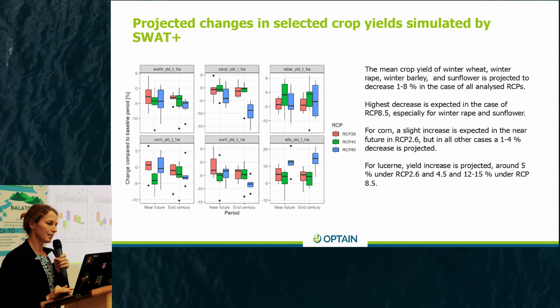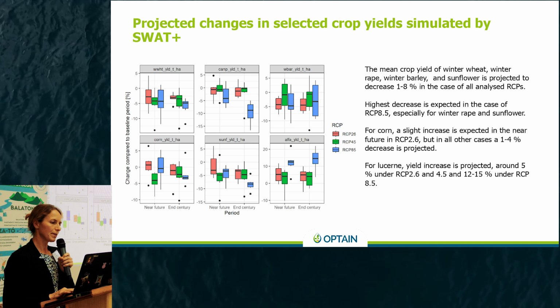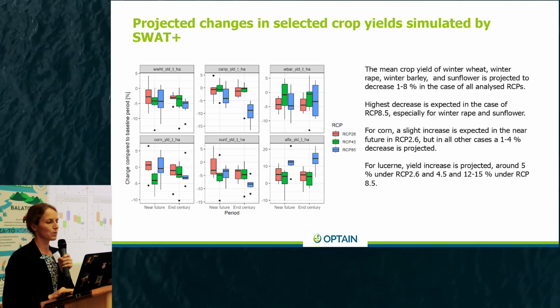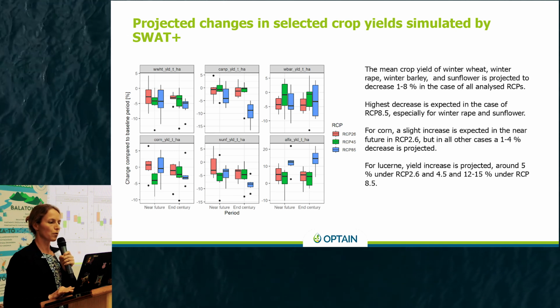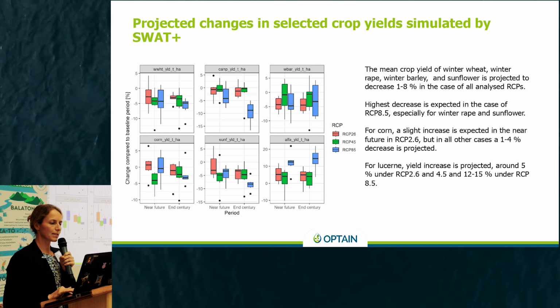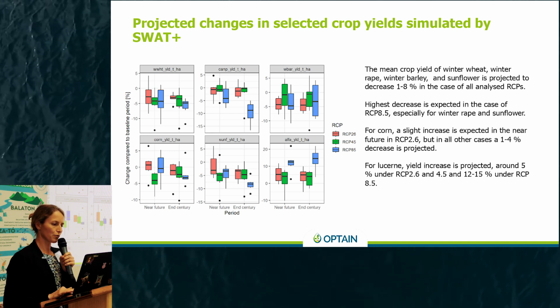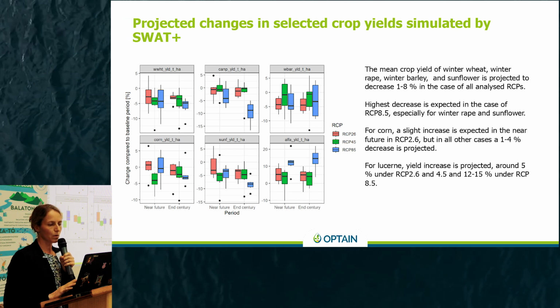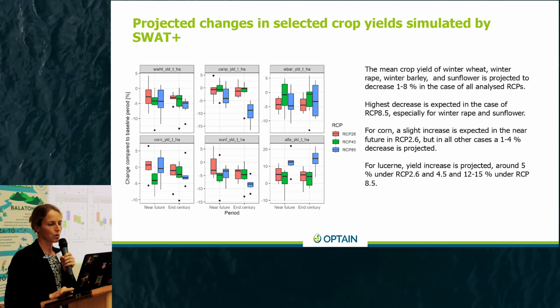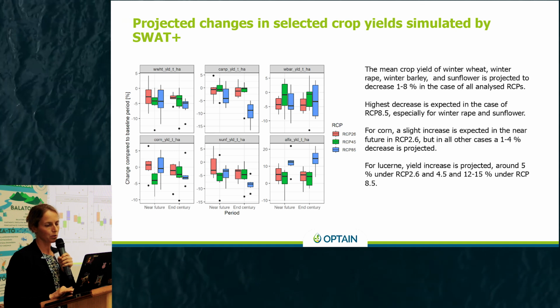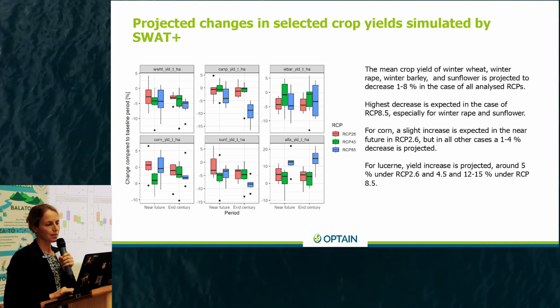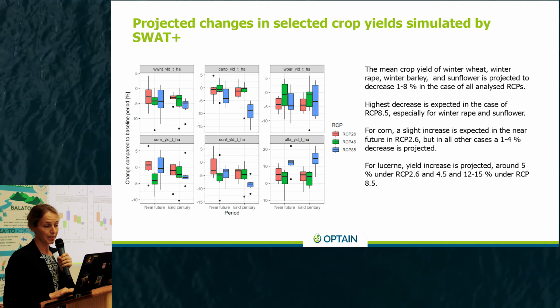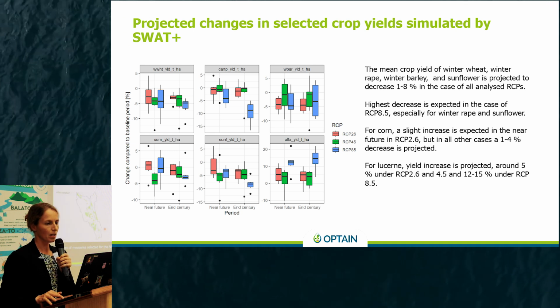And let's see the crop yield. So it is easier to summarize because for each RCP and any of the periods we assessed, for all crops except the alfalfa, the lucerne, the yield is expected to decrease.